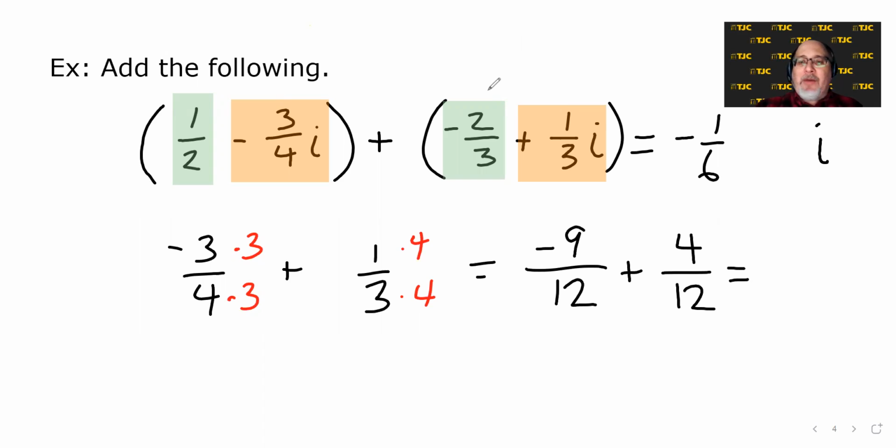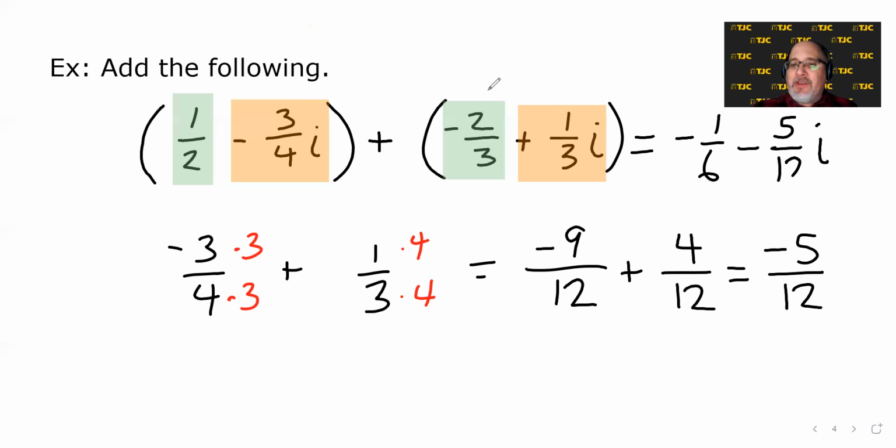Now our fractions have a common denominator of 12, so that will be the denominator in the final result. And in the numerator, -9 plus 4 is -5. And so -3/4 plus 1/3 is -5/12. That is the imaginary part of our answer.